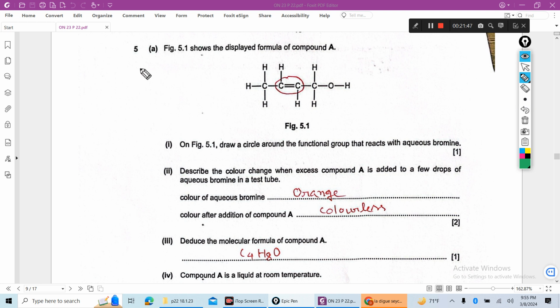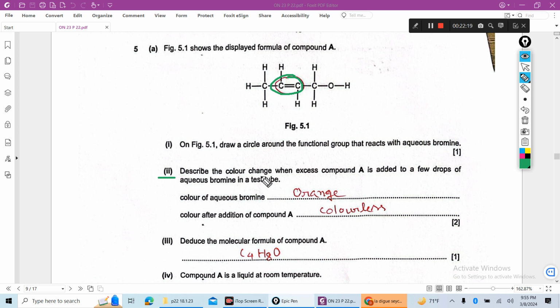Now question 5. Figure 5.1 shows the displayed formula of compound A. This has a carbon-carbon double bond, an alkene, and an alcohol. There are 2 functional groups here. Now on the diagram, draw a circle around the functional group that reacts with aqueous bromine. An alkene reacts with aqueous bromine to form a dibromoalkane. This is the test for alkene. So circle this carbon-carbon double bond.